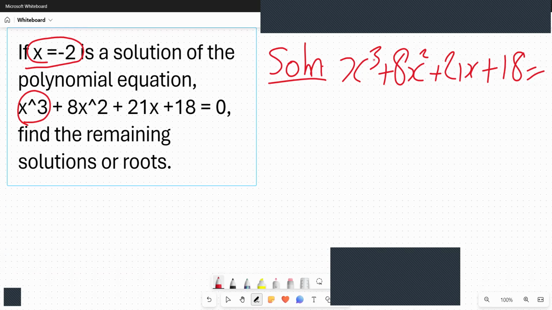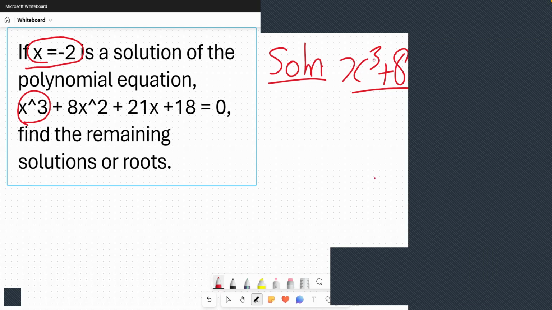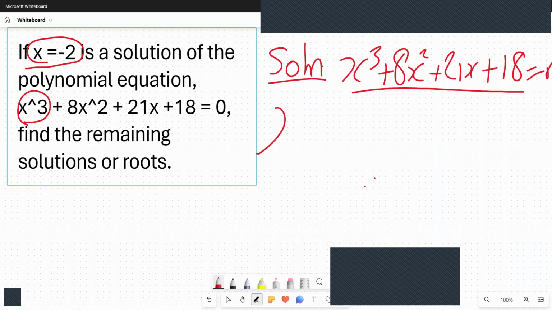-2 is a solution. In other words, if I divide this quantity by -2, I will have a 0 as a remainder. All right, so what do we do first? The first thing we do is a synthetic division. Hope we still remember synthetic division. So this is -2.